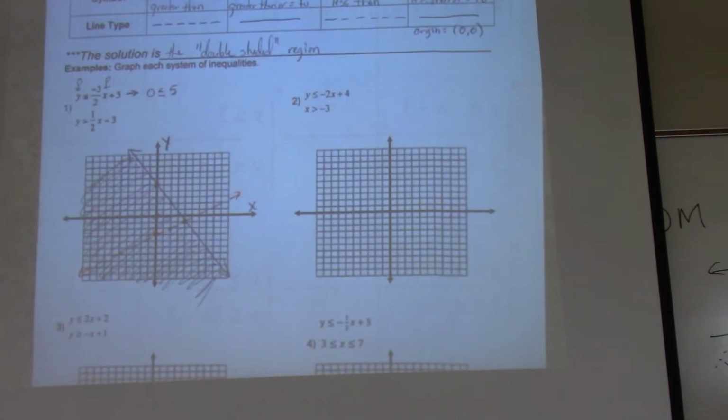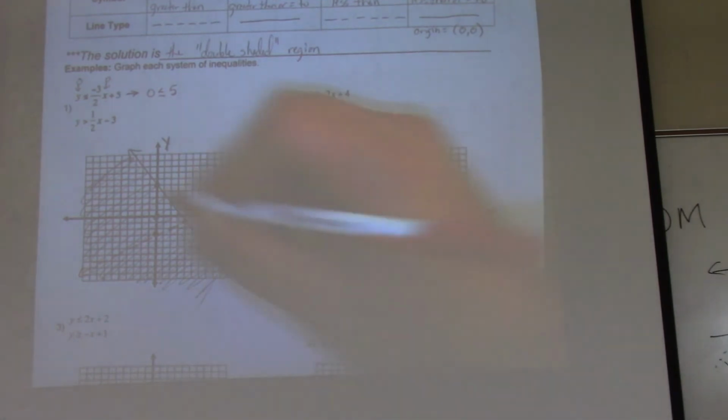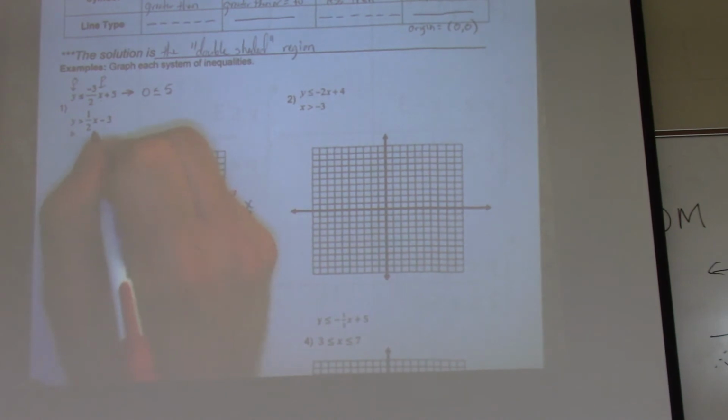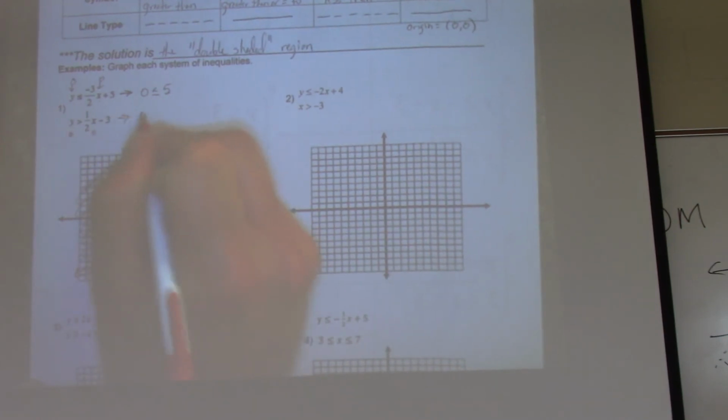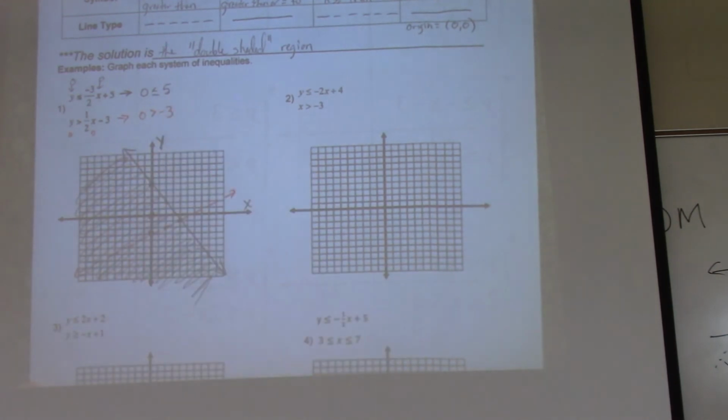Because again, I'm not including the points on that line. And then, what did I say I do to check to see which way to shade? What did we just do in the previous problem? Plug in the origin. So plug in 0, 0. So again, I'm plugging 0 in for y and plugging 0 in for x. So 0 here and 0 here gives me 0 is greater than, half times 0 of course is 0, negative 3. Remember, minus signs are negatives. Is that true? Is 0 greater than negative 3?